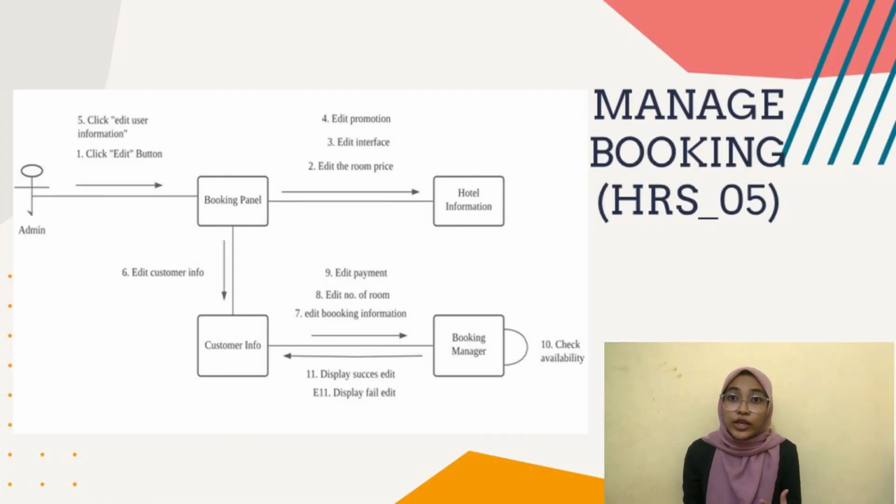In this manage booking communication diagram, it has four objects, which are booking panel, hotel information, booking info, and booking manager. From admin to booking panel, the messages click edit button and click edit user information will be sent. Then messages of edit room price, edit interface, and edit promotion are sent between booking panel and hotel information. From booking panel to customer info, there is a message of edit customer info.